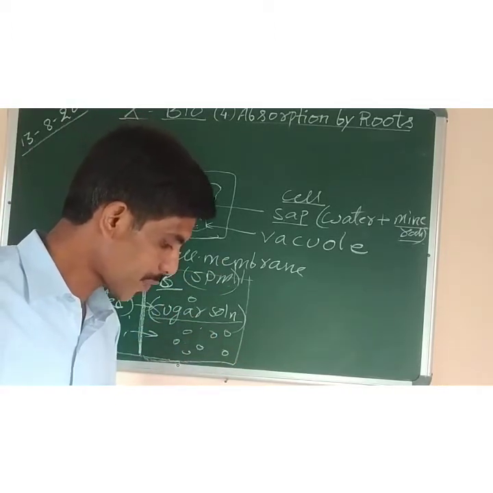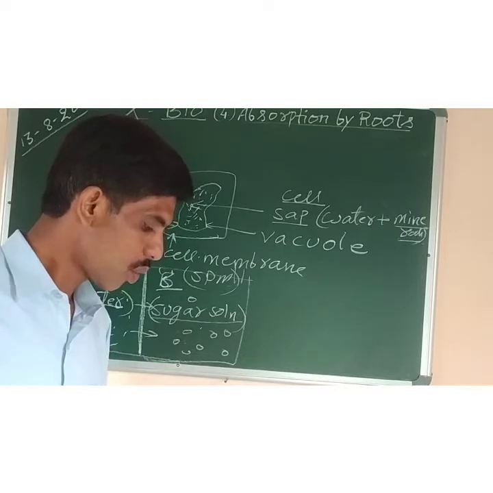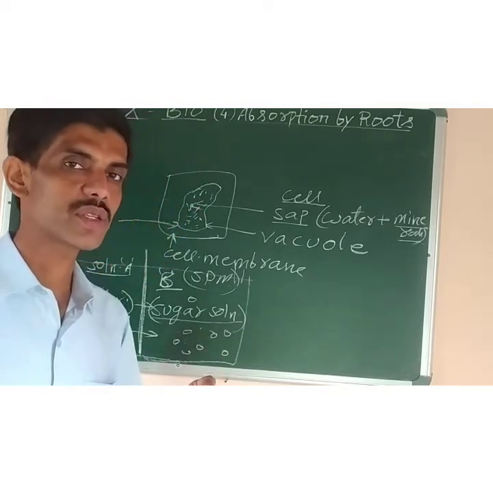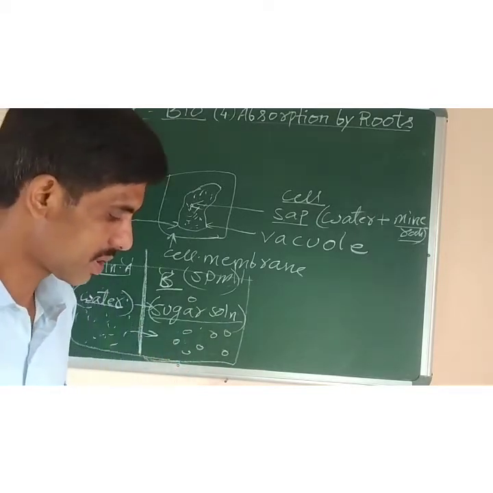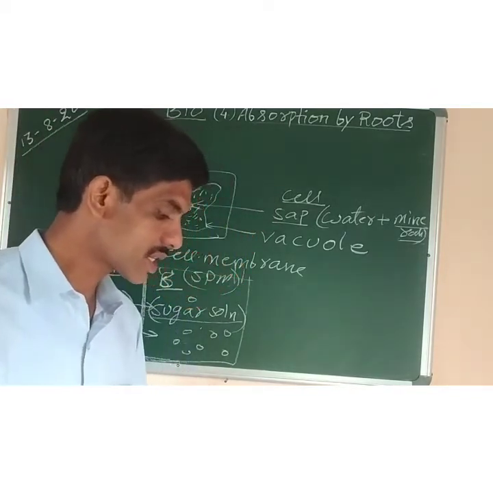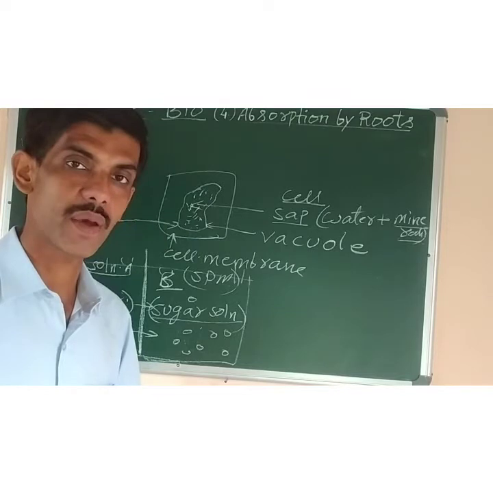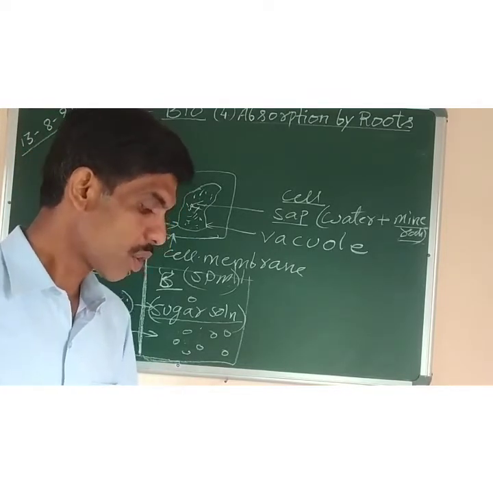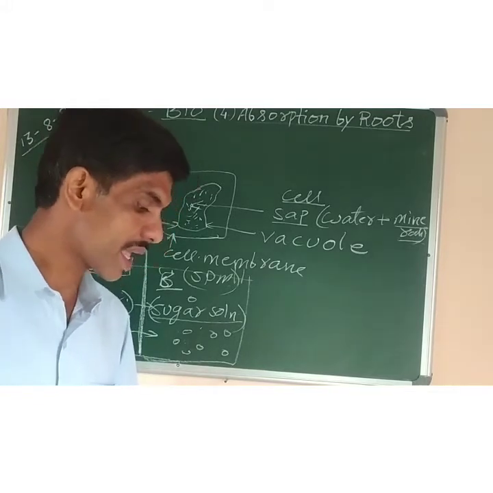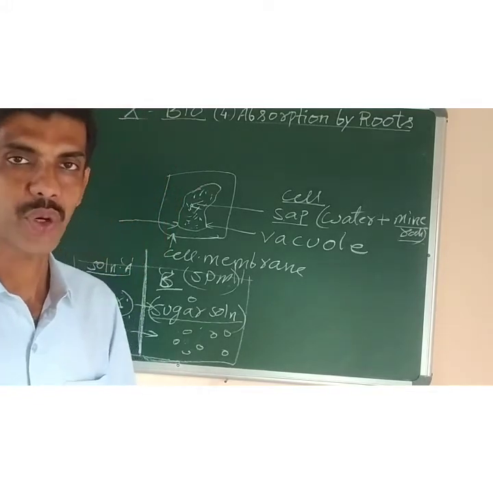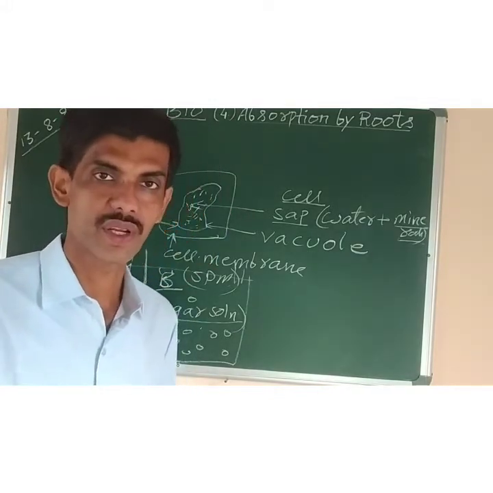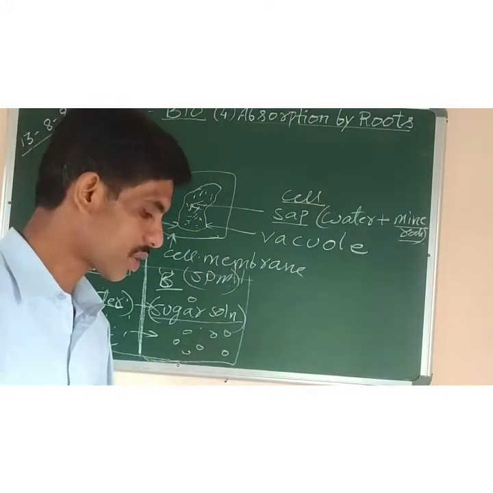Then name the solution whose concentration is equal to that of cell sap. Such a solution is called isotonic solution. A solution whose concentration is greater than that of cell sap is called a hypertonic solution. A solution whose concentration is lower than that of cell sap is called a hypotonic solution. Two solutions having equal osmotic pressure are both called isotonic solutions.